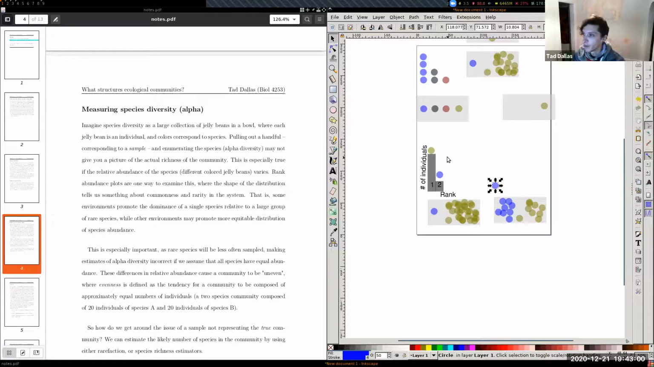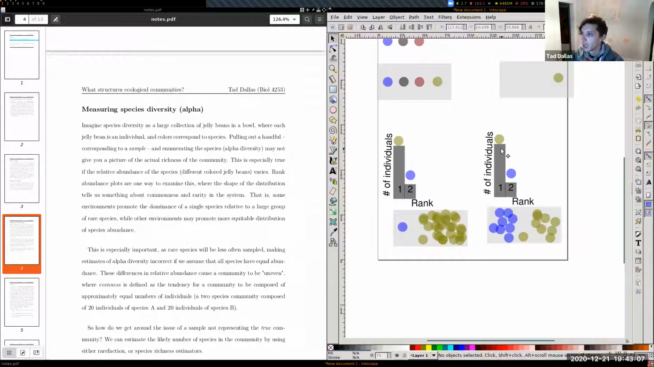Tends to be it. All right, so then we're going to copy that. Just for completeness, we're now going to make the rank abundance plot of this. And here it would look like that, looking like a much more even community.